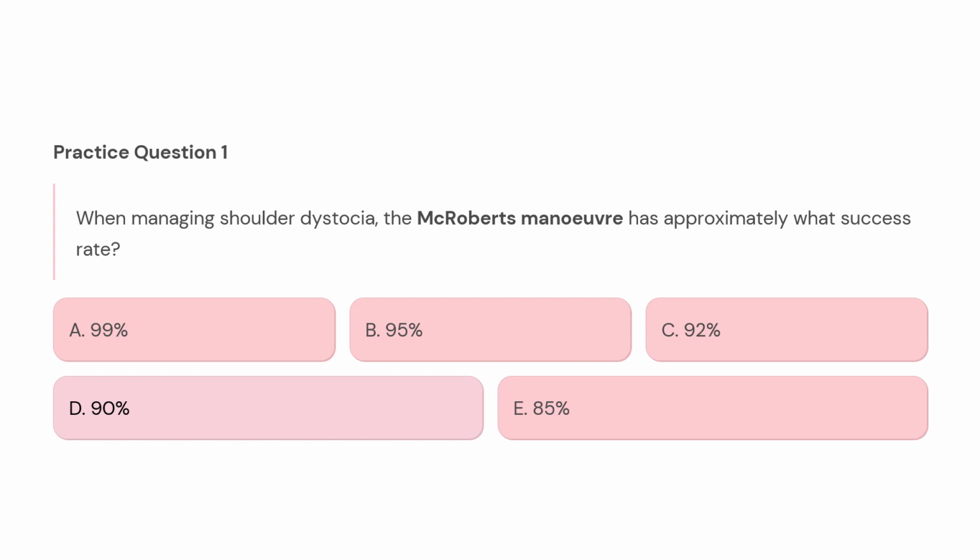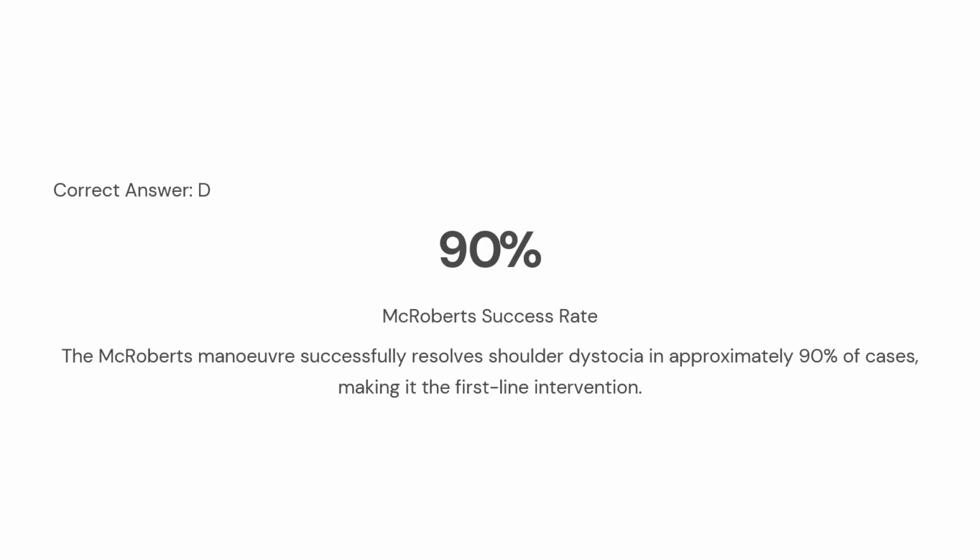Let's practice some questions relating to shoulder dystocia management. First question. When managing shoulder dystocia, the McRoberts maneuver has approximately what success rate? It has a 90% success rate in resolving shoulder dystocia. So option D is the correct answer.